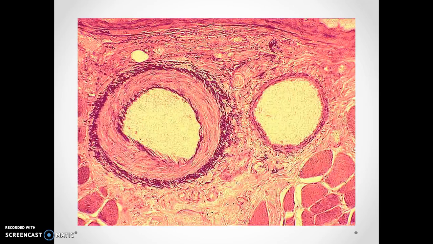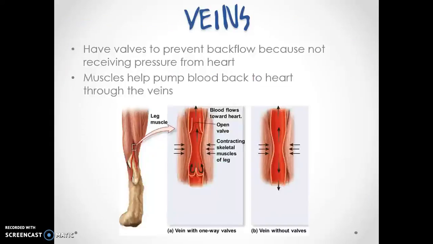This is the structure that you can find under the microscope, an artery and a vein. The vein has valves to prevent backflow because it doesn't receive pressure from the heart, and it is helped by muscles which pump blood back to the heart through the vein. This is the structure of the vein in the leg, where blood flows by the contraction of skeletal muscle of the leg, moving upwards from down to up toward the heart.